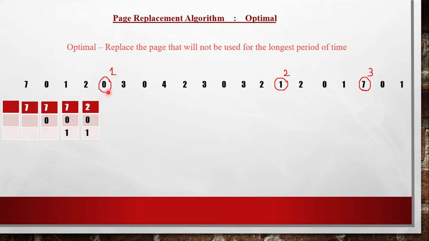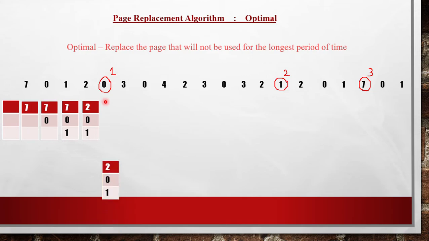Next reference is for 0. 0 is already present there, so there will not be any page fault. So to avoid any confusion, for 0, no page fault will occur. It is a hit case. We have already discussed what a hit is.